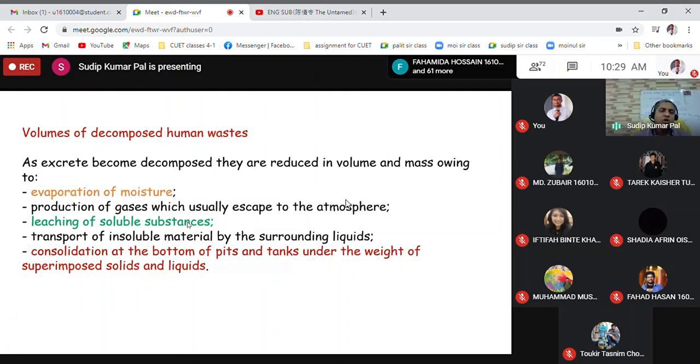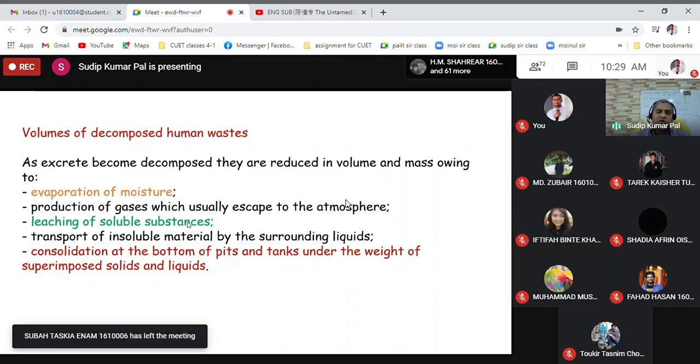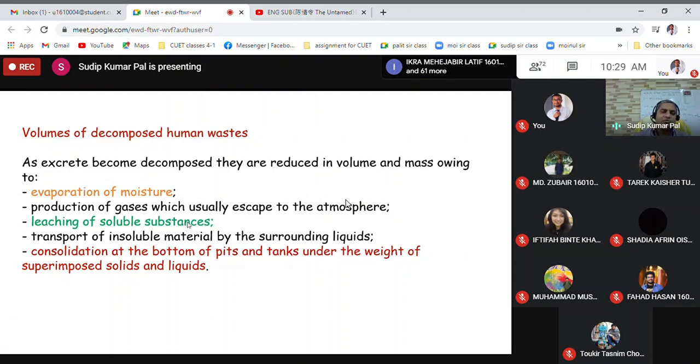Some insoluble material becomes soluble, so it dissolves into the water and the leachate goes back to the groundwater. So this is how volume is reduced, and mass is also reduced. And there is some transport of insoluble material by surrounding liquids and consolidation at the bottom of the pits, you know, the consolidation from your geotechnical engineering, and that is happening because of the weight, under the weight of superimposed solids and liquids. So some compactness is happening. This is how volume is also reduced.